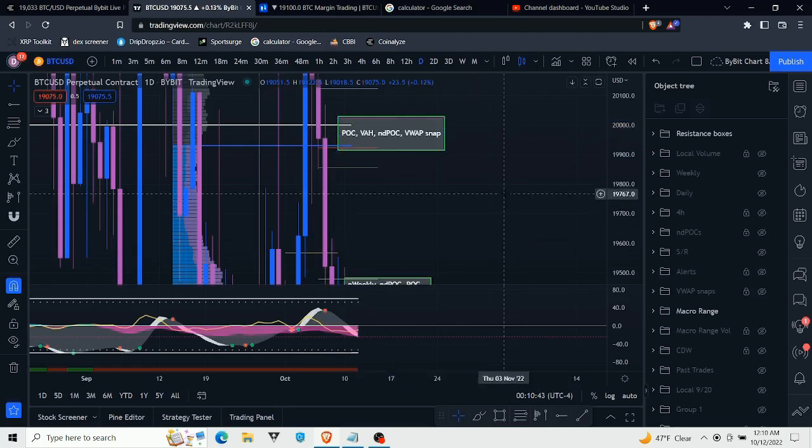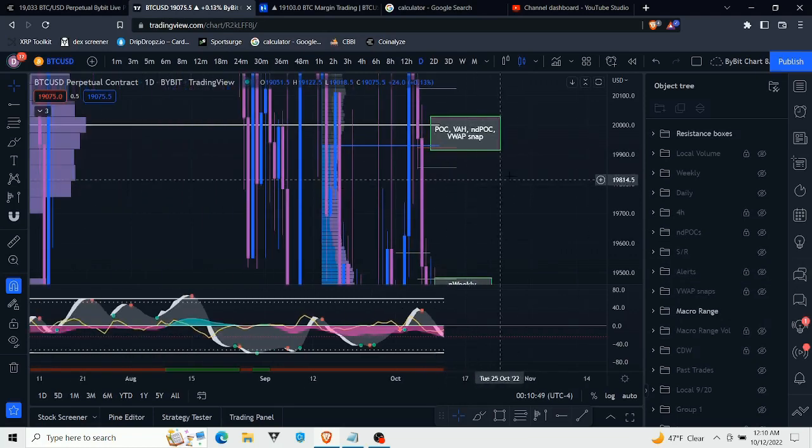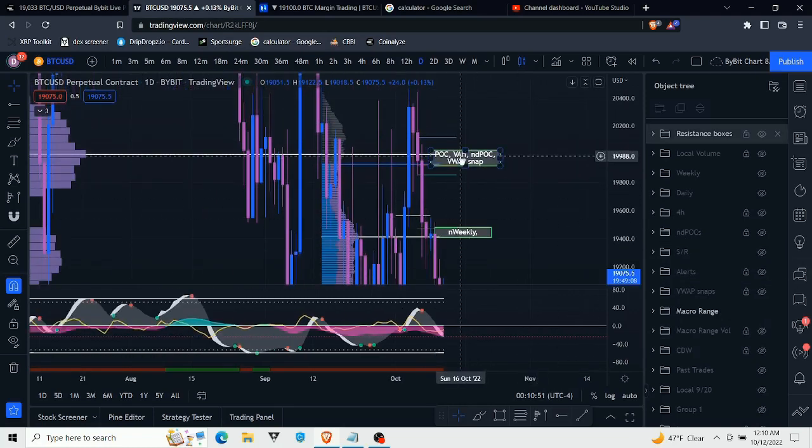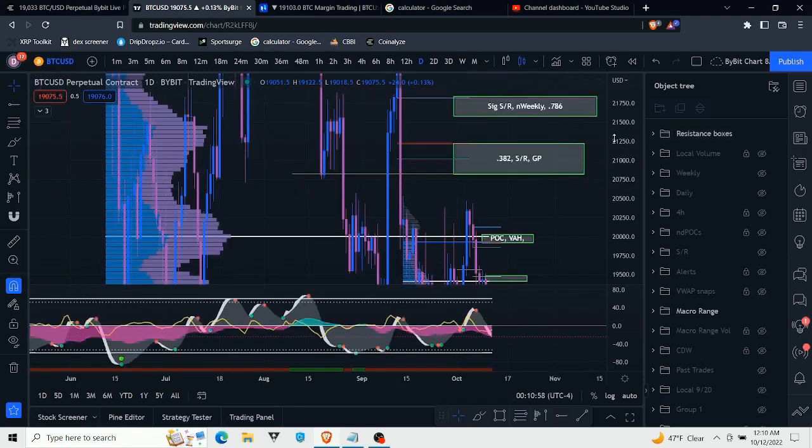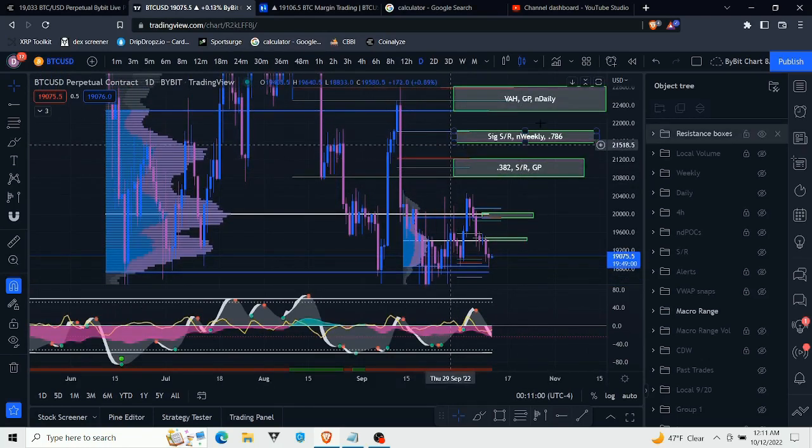And same deal, I have an alert set at this level. So as we approach it, I'll get an alert on my phone, and I can check for my confirmations as we come up to this key level. And that is pretty much what I did for all of these as well.